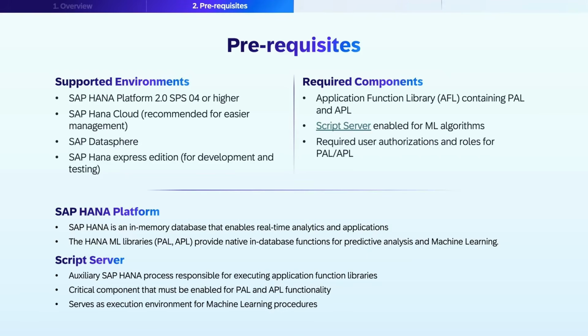To provide more context, SAP HANA is an in-memory database enabling real-time analytics and applications. The HANA ML libraries, predictive analysis library, and automated predictive library provide native in-database functions for predictive analysis and machine learning. The script server is an auxiliary HANA process essential for executing these ML functions. Setting up these prerequisites establishes a strong foundation for implementing effective time series forecasting solutions at scale.